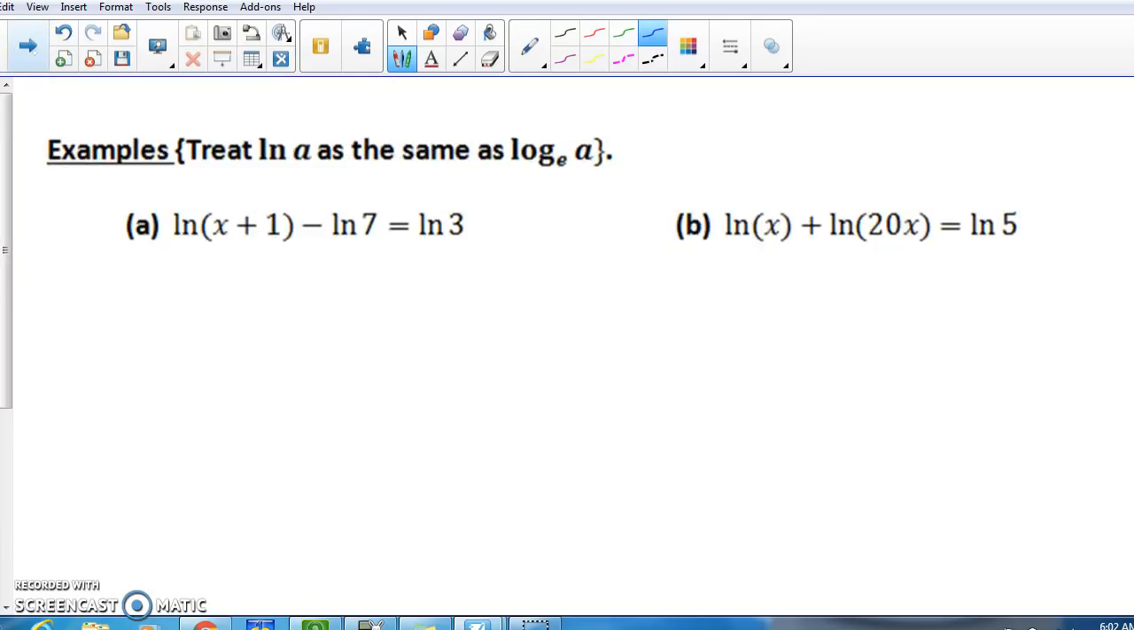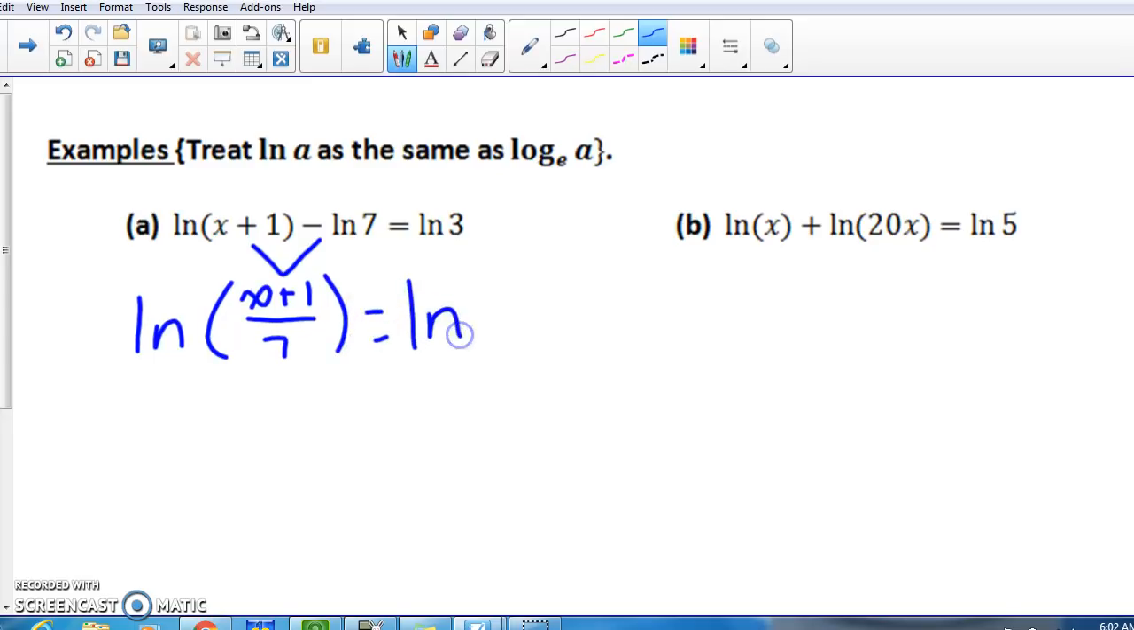Now, in terms of these equations at the bottom, we are going to treat ln just like we treated log, meaning all the properties apply. So when I see a natural log equation like this, the first thing I want to do is try to apply properties. There are no exponents in front, so I can't do that, but I can condense these two logs on the left. There's subtraction there, that means division. So I have the ln of (x plus 1) over 7 equals ln of 3.